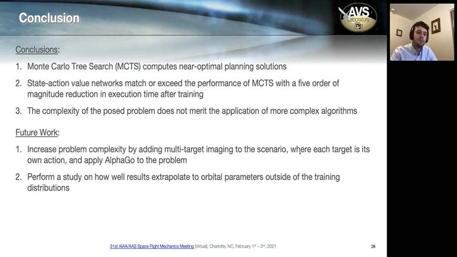And then we're also going to perform a study on how well these results extrapolate to orbital parameters outside of the training distributions, so we can make an even stronger case for generalizability. And that's all.